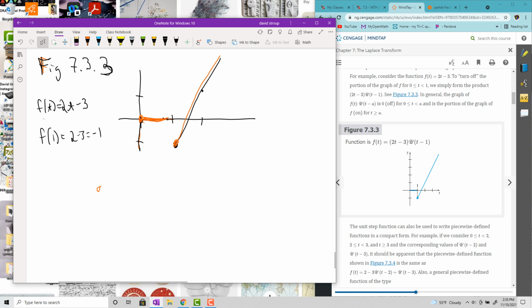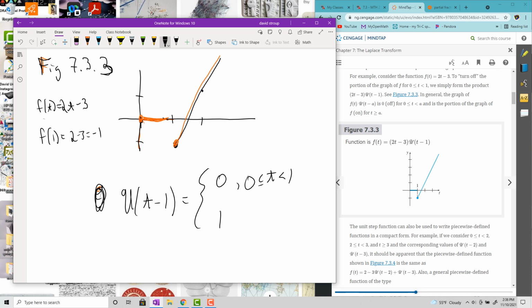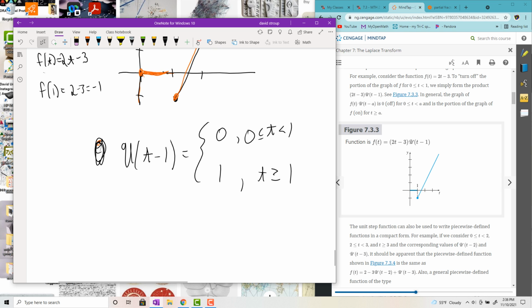So u of a, in this case, we want it to turn on at 1. So I'm going to put u of, not a, but t minus a. Our a value is 1, right? So this thing will be off at values less than 1. And then we want it turned on when it gets to 1, so t greater than or equal to 1. So the function that does that is just u of t minus 1 times f of t. So you'd have 2t minus 3 times u of t minus 1.